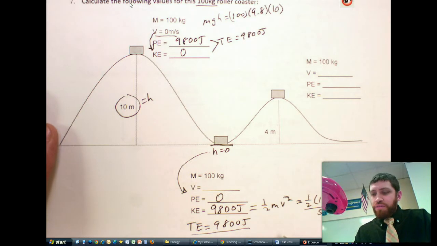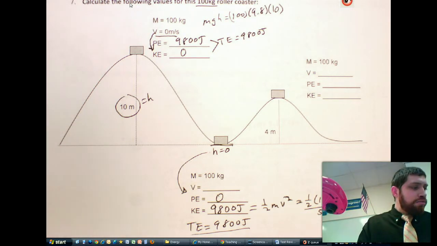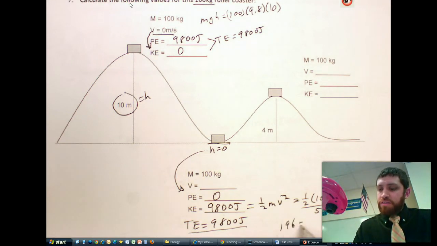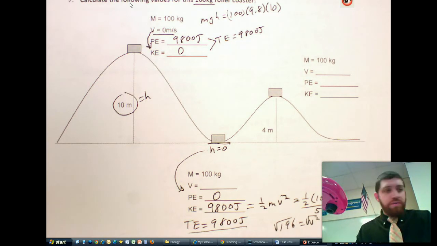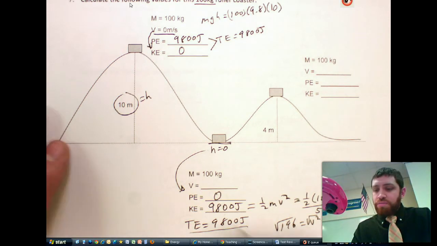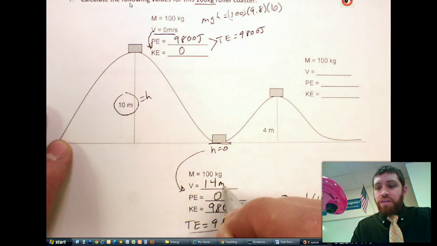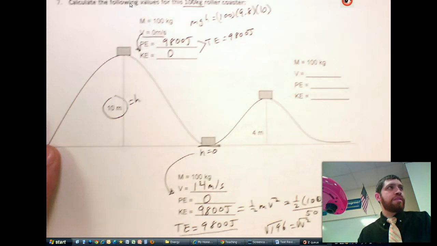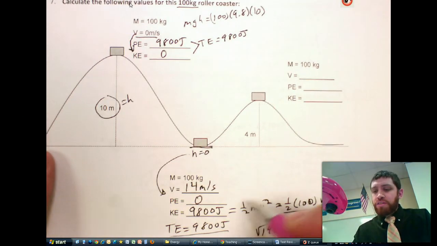I believe you'll get 9,800 divided by 50. You should get 196, and that's going to be equal to v squared. Take the square root of 196, and let's make sure we got this right, and you should end up with a speed right here of 14 meters per second. And let's look at the last one once again.